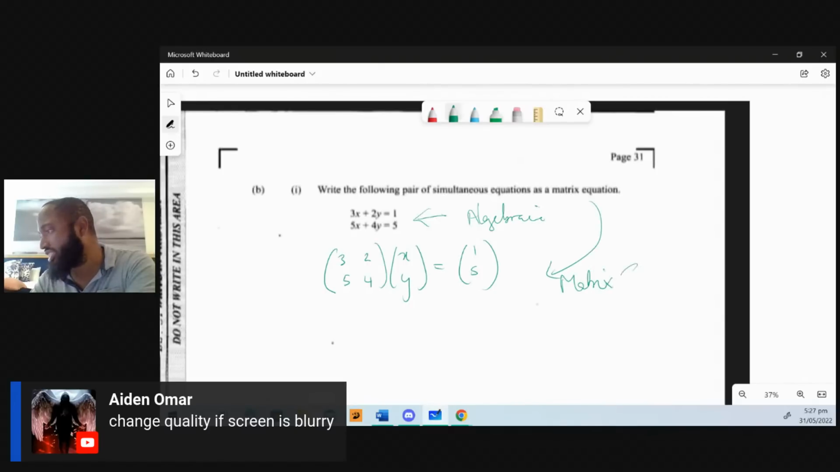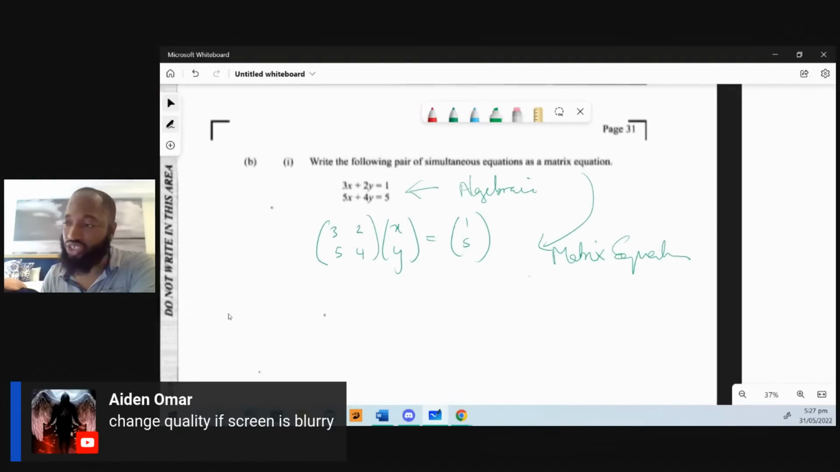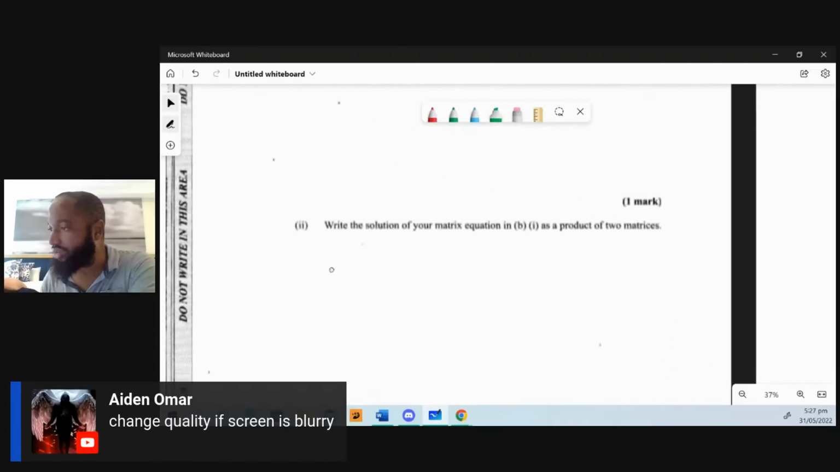If the screen is blurry, you need to change the quality on your end.